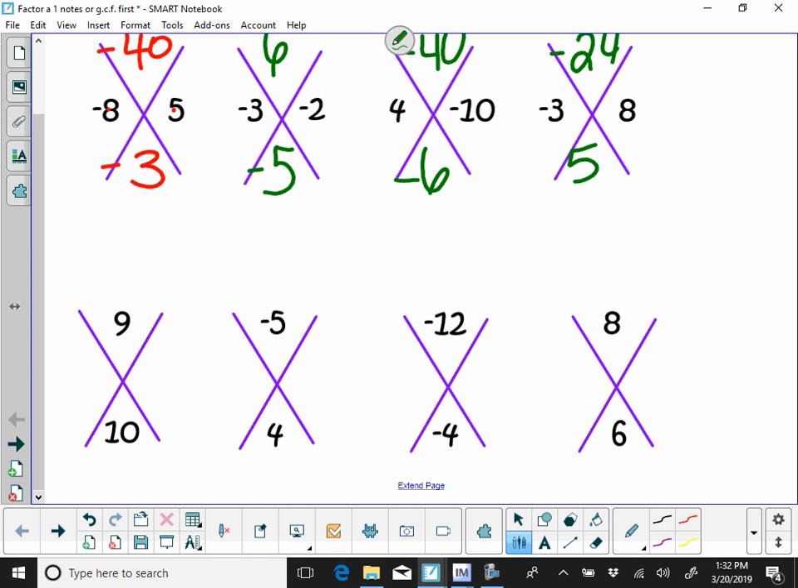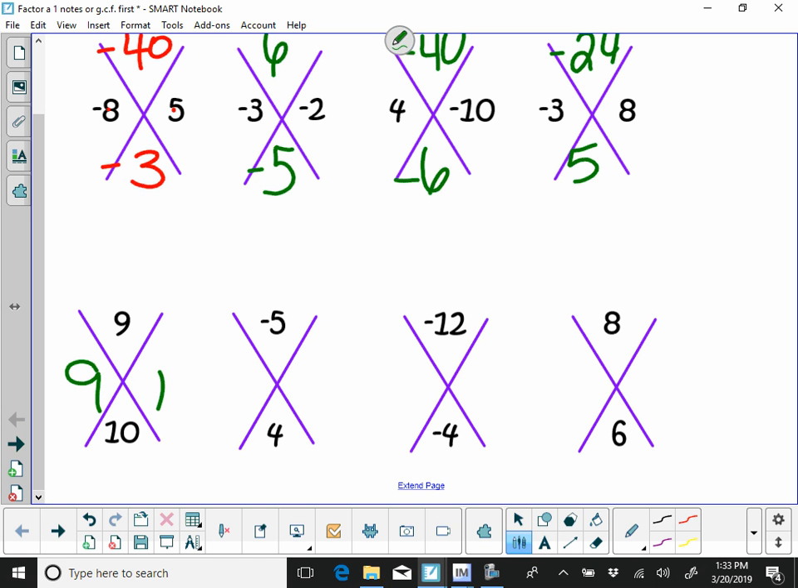Okay? So, some of them will be simple. For instance, this one. What multiplies to give me 9 and adds to give me 10? 9 and 1. Pretty easy. Okay? Some of them will not be that simple. Okay? Negative 5 and 4. Okay, well, first of all, if your top number is negative, you know that one of your numbers has to be negative. No way you can get a negative, y'all. Okay? So, negative 5 and positive 4.